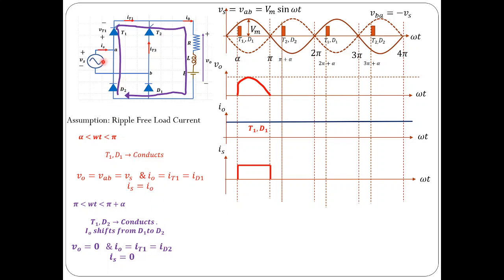And what about the source current? Now there is no current flowing through the source. The source is not contributing anything to the load during this period. So the source current is going to be 0 during this period.